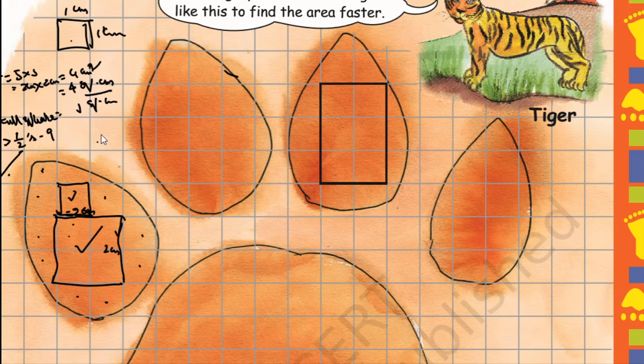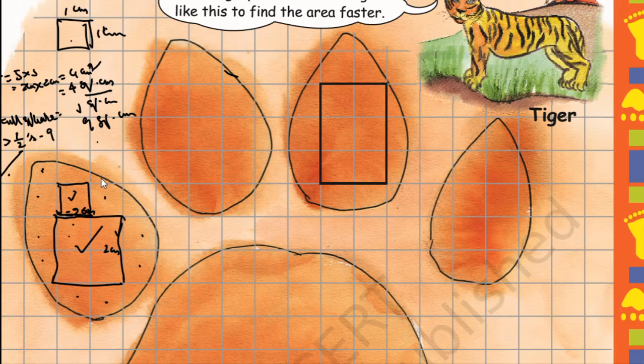So here we can take greater than half as full square. How many greater than halves are there? 9. Therefore, what is the area of this one? 9 square centimeters. Did you understand? Okay, greater than half. If the occupied space is less than half, we cannot count it. Just omit it.